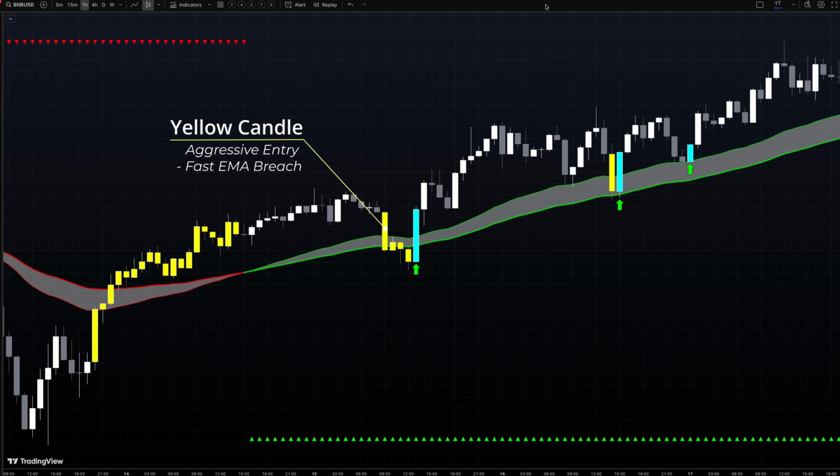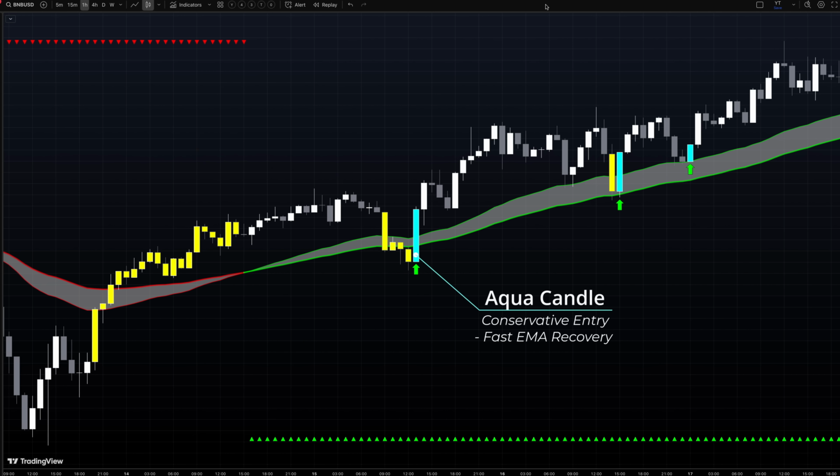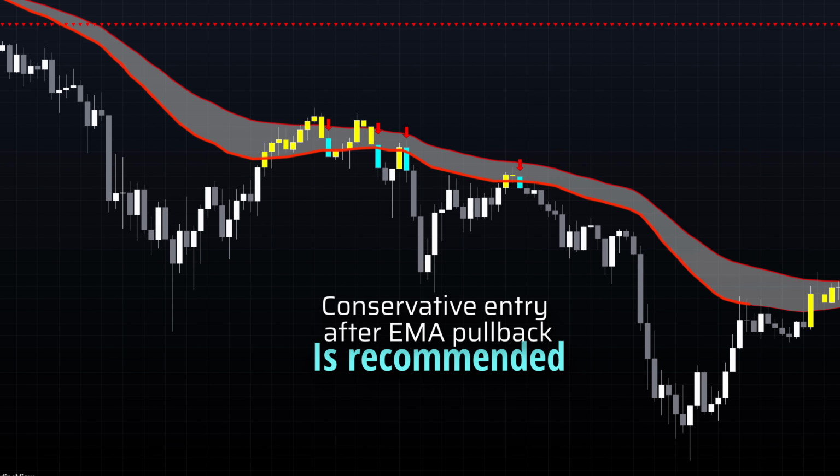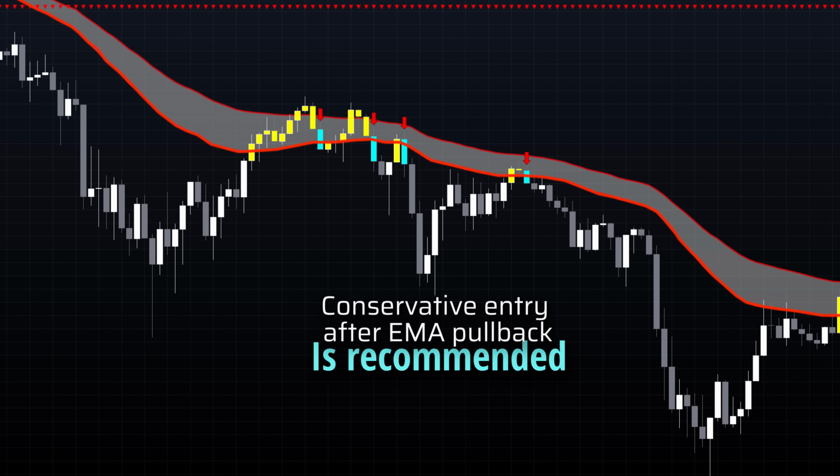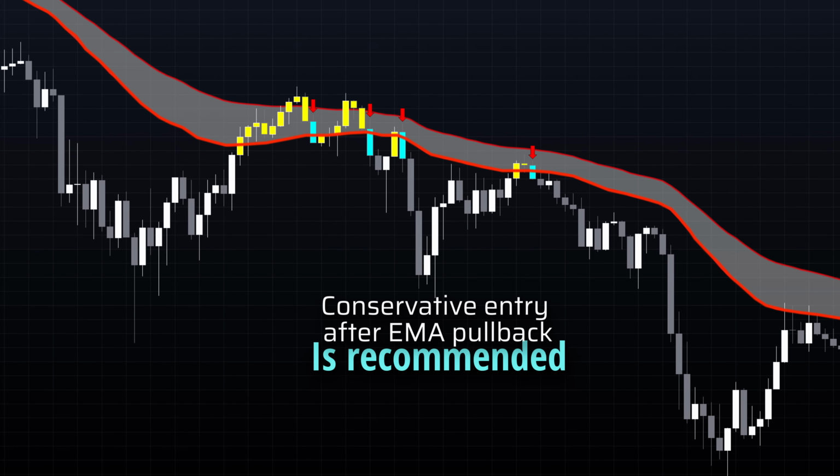Aggressive entries trigger when price pulls back below the fast EMA during uptrends, or above during downtrends, serving as early alerts to potential reversals. Conservative entries require price to move back above the fast EMA after being below it the previous bar, confirming the pullback has ended and trend resumption is underway. This two-tier approach allows traders to either position early with higher risk or wait for confirmation with reduced risk.